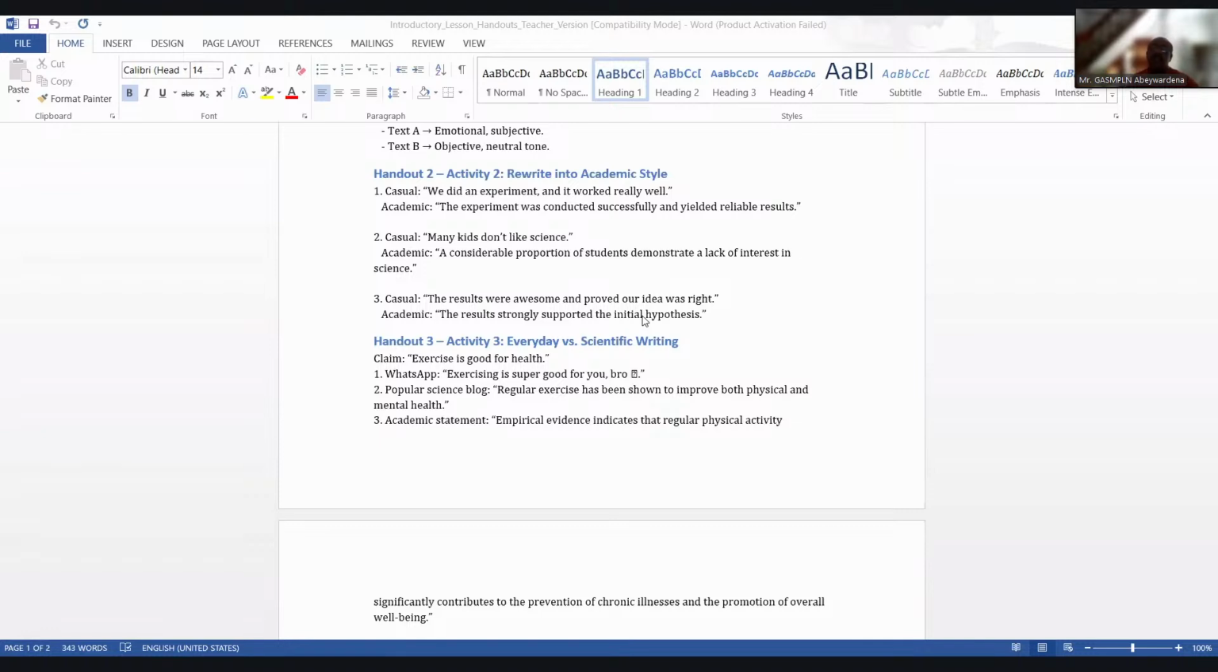What is the Sinhala word for hypothesis? Idea, same. The results strongly supported the initial hypothesis.